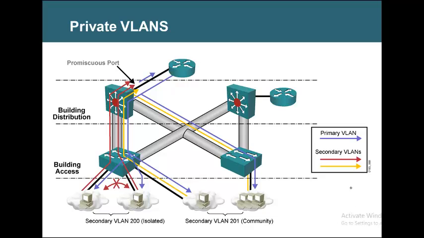We learned what is native VLAN and default VLAN. We know the difference between native VLAN and default VLAN. This is another VLAN called private VLAN, and this is a Cisco proprietary feature. This feature you may see in some other vendor with a different name, I'm not sure, but in Cisco, we call this private VLAN.